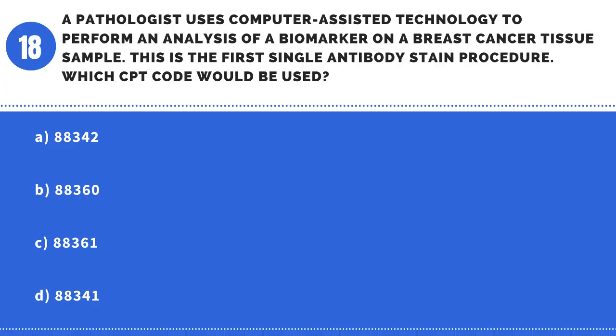Question 18. A pathologist uses computer-assisted technology to perform an analysis of a biomarker on a breast cancer tissue sample. This is the first single antibody stain procedure. Which CPT code would be used? A. 88342. B. 88360. C. 88361. D. 88341.